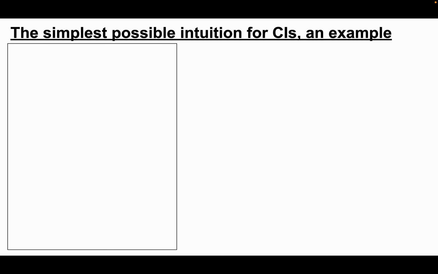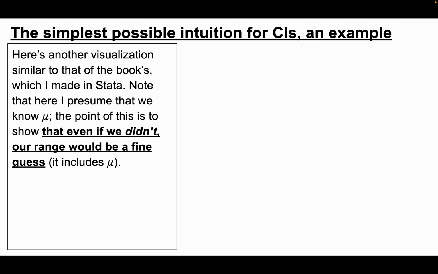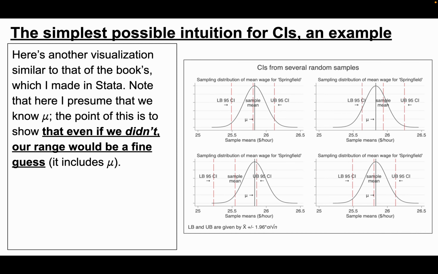That's pretty cool. Here's an example similar to that of the book's, which I made in Stata. Note here that I presume that we know mu. The point of this is to show that even if we didn't, our range would still be a fine guess. In each of these 4 examples, we know the true population mean mu. We're using our Springfield data here. Then in each case, we obtain the sample mean. In this case, it's this here. In this case, it's this here. It's this here, which looks similar to this, but it's not quite the same.